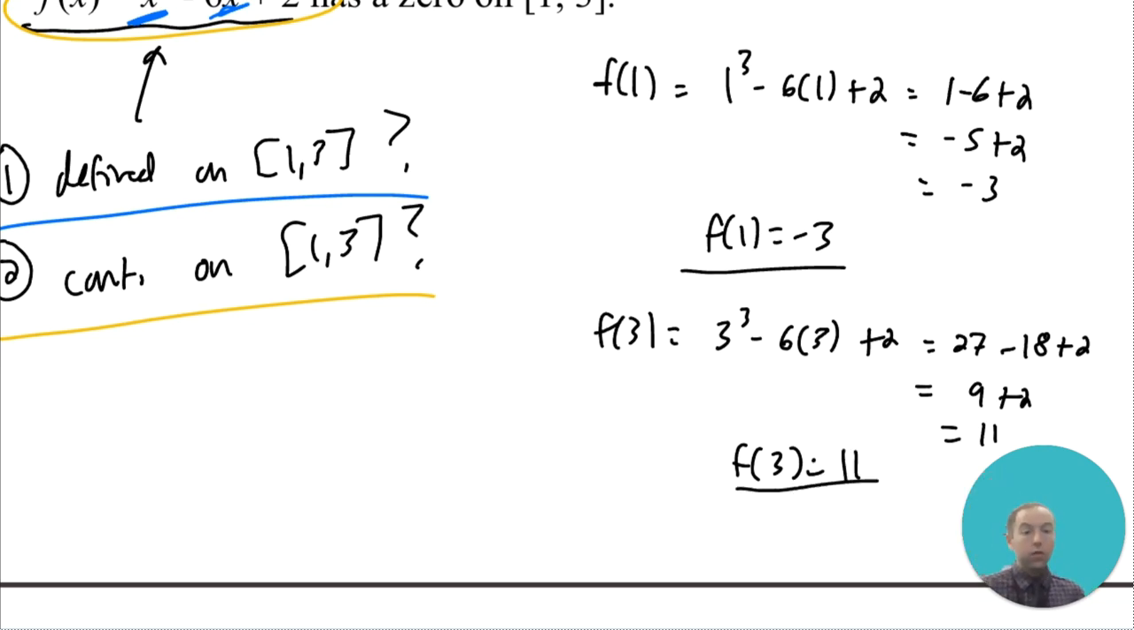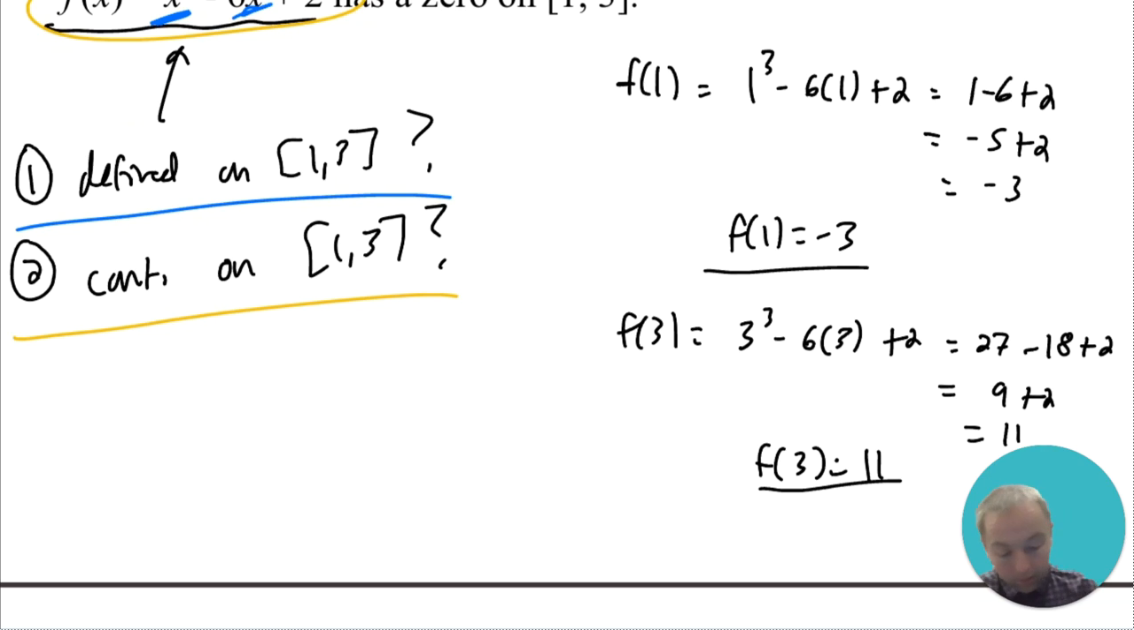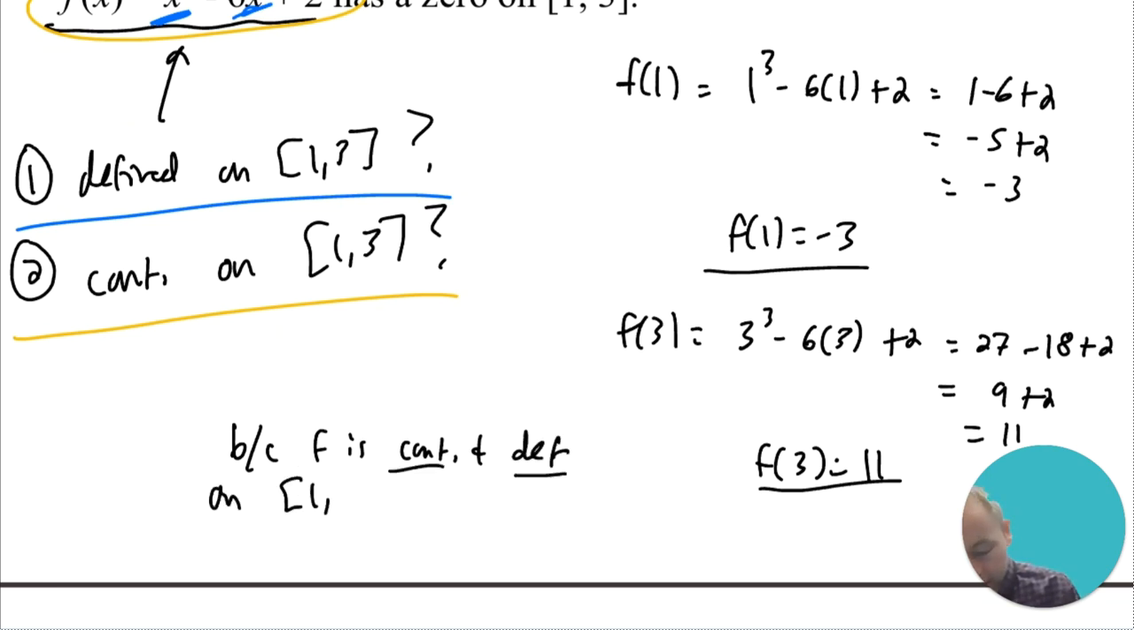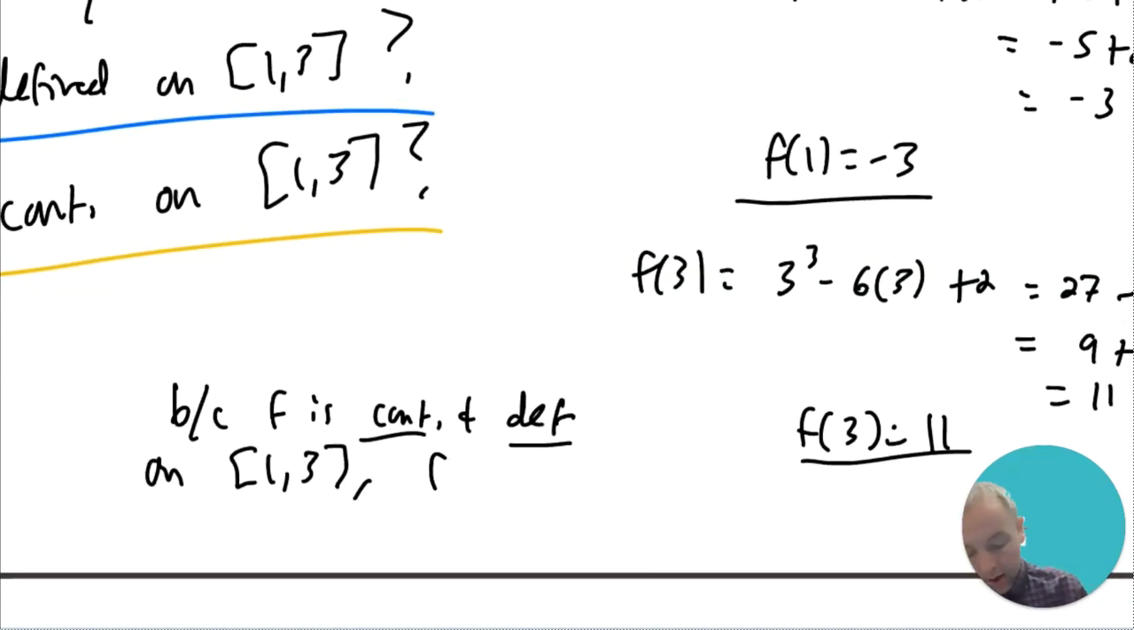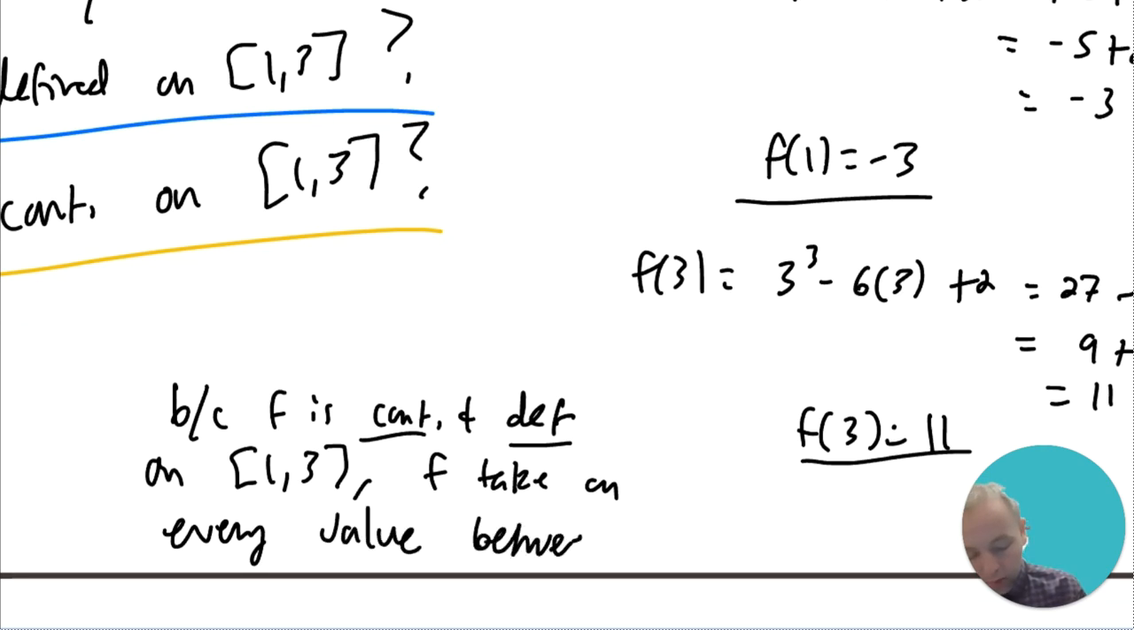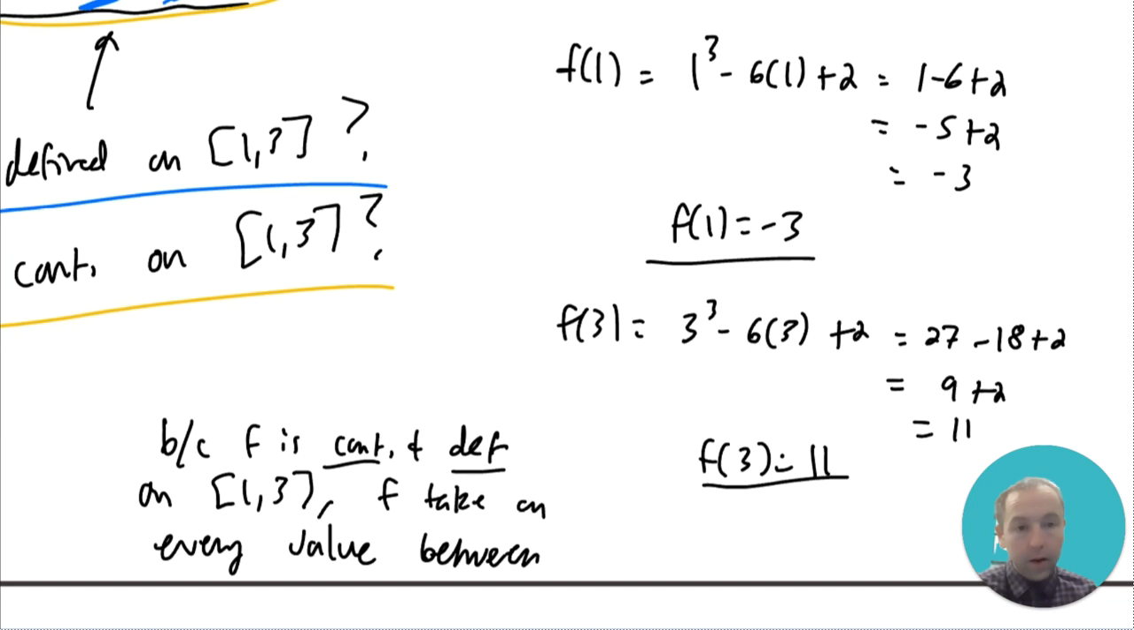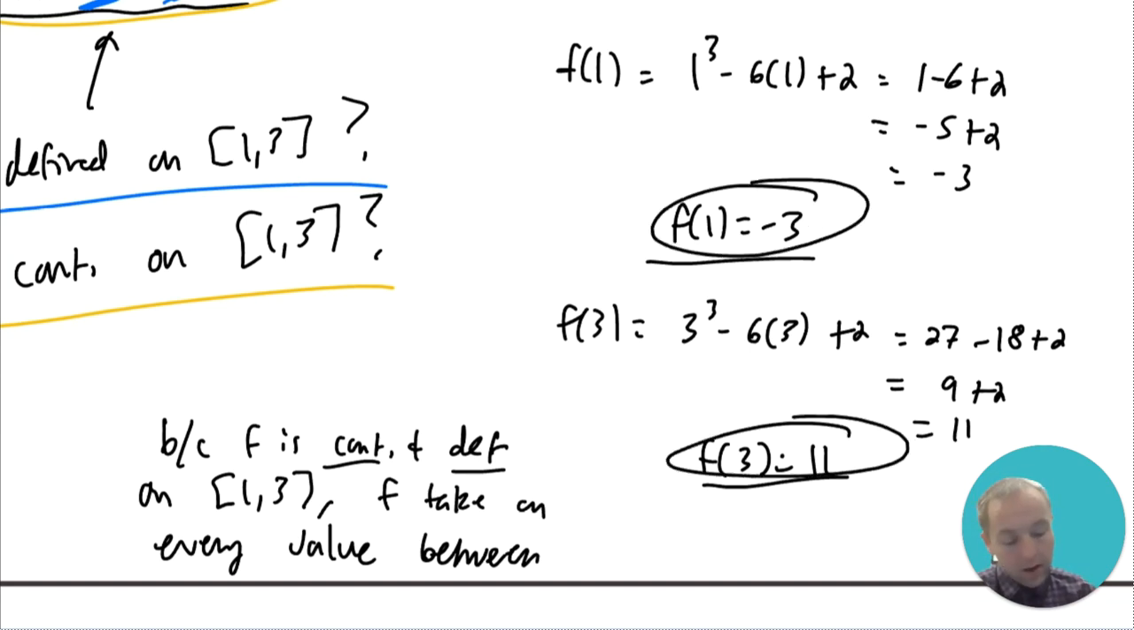So what the IVT would tell us then is that because f is continuous and defined, and we need those two things, on the interval from 1 to 3, then f must take on every y value between f of 1 and f of 3. So f of 1 was -3, and f of 3 was 11. So specifically between -3 and 11 then.